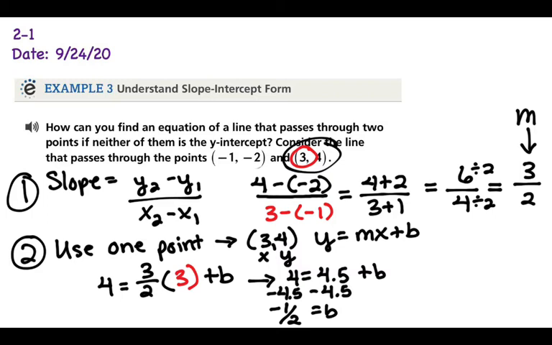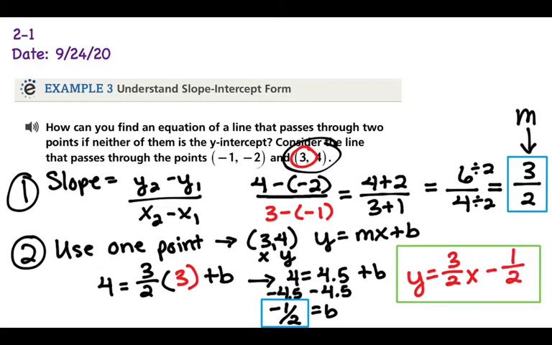And now we're going to take the values we know. So now we have the m and we have the b. So we plug it back into our y equals mx plus b. So we have y equals 3/2 x instead of mx, and then -1/2 instead of b. And that would be your final answer. y equals 3/2 x minus 1/2. If you're not understanding what I just did, go back and rewatch it. And this is going to be the finish of 2-1.